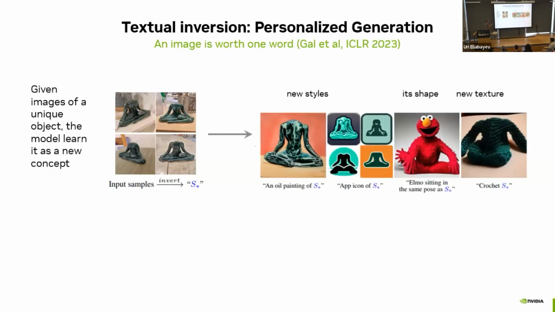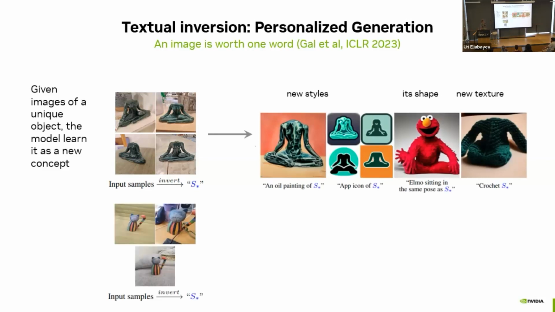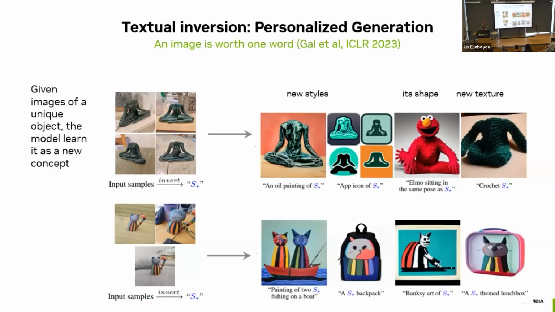So you can say, give me an oil painting of S star, an app icon of S star. My favorite one is Elmo sitting in the same pose of S star. So it really captured the pose. And you probably noted that the head got broken off and is laying there. So when you ask for a crochet S star, it noted that the head is missing. There are a lot of other examples. This nice kitty allows you maybe to design a product with that specific toy.